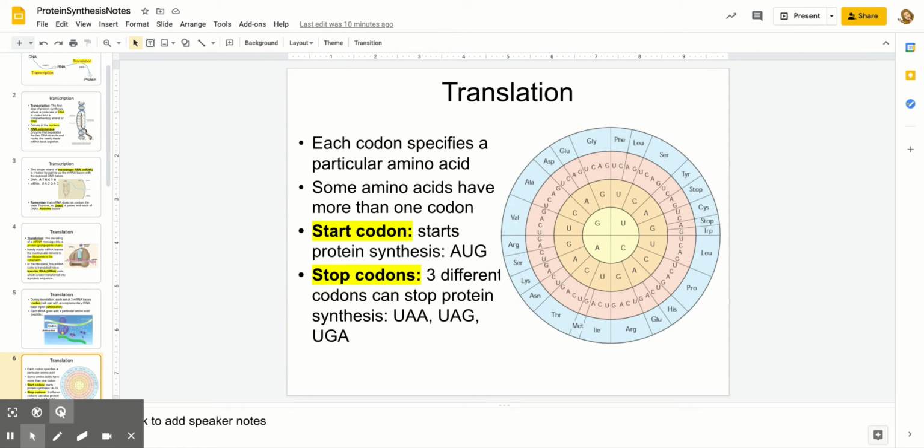Each codon specifies a particular amino acid. Some amino acids have more than one codon. There will always be a start codon that starts protein synthesis, and that is AUG. And there are 3 different stop codons that stop protein synthesis. We as scientists use this wheel to translate. So if we know the mRNA, we know what will be the amino acid that matches the codon.